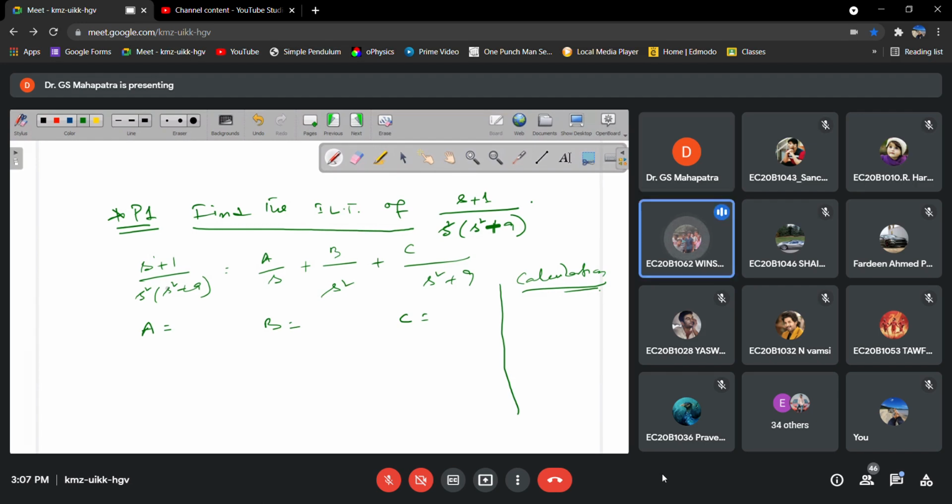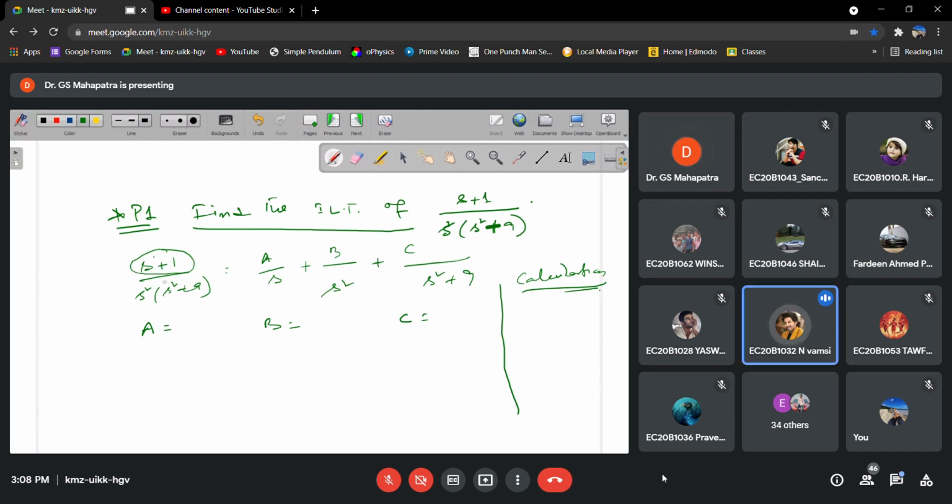Sir, I think we can't do like this, sir. This A by s, because A is coming 0 and 1 by 9. Sir, I think we missed one more term, sir. Like D by s into s square plus 9. So Cs plus D should be there, sir. Not only C. Because denominator is a quadratic, no, sir. Yeah, denominator is quadratic, but numerator has s, no?